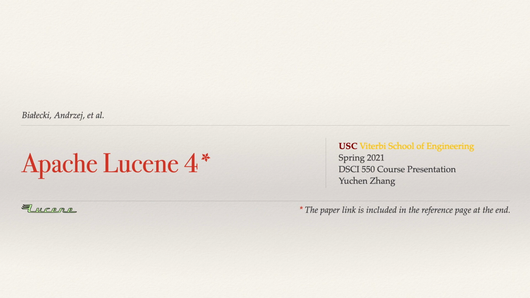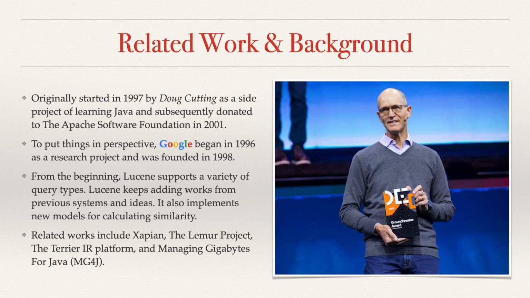Today I'm presenting a paper called Apache Lucene from Proceedings of the SIGIR 2012 workshop on information retrieval. Here's the outline. First, a little background. Lucene was originally written by Doug Cutting in 1997 as a side project of learning Java when he was working for a company called Excite. Then after the company went bankrupt, he decided to make Lucene open source.